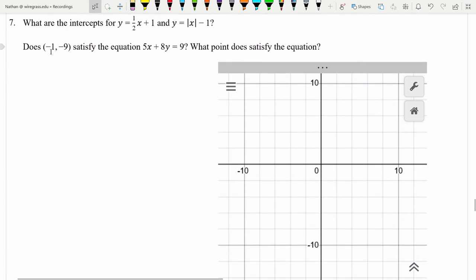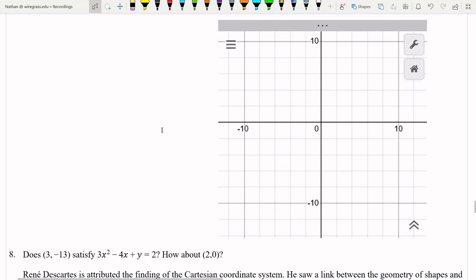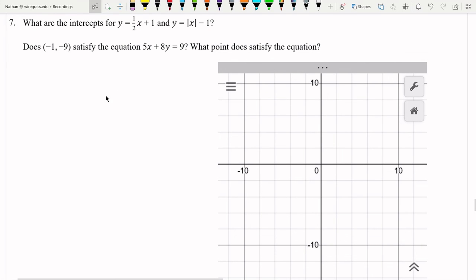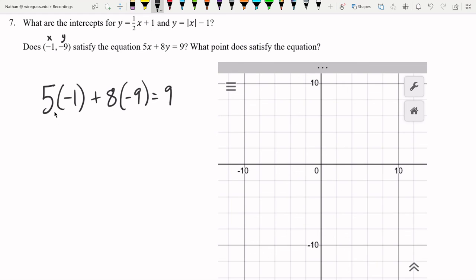Okay, does negative 1, negative 9 satisfy the equation 5x plus 8y equals 9? Well, to do this algebraically, all we have to do is plug in negative 1 for x and negative 9 for y, and see what we get. 5 times negative 1 is negative 5, minus 72. That's, of course, negative 77 equals 9. This is a false statement. And that should tell you that the point does not satisfy the equation. So it's not a point in the relation.